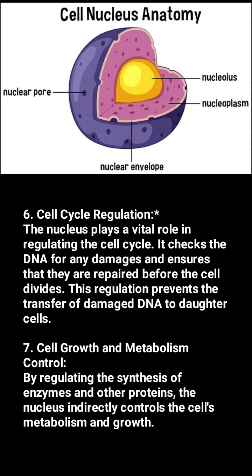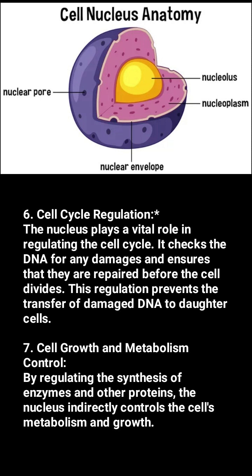6. Cell cycle regulation. The nucleus plays a vital role in regulating the cell cycle. It checks the DNA for any damages and ensures that they are repaired before the cell divides. This regulation prevents the transfer of damaged DNA to daughter cells.